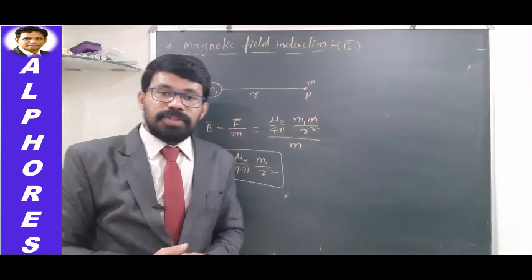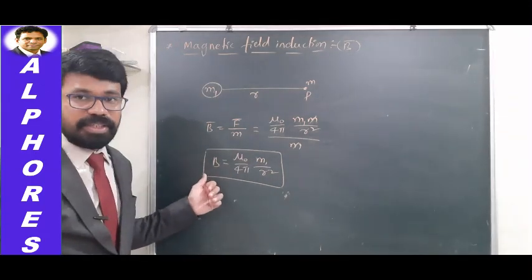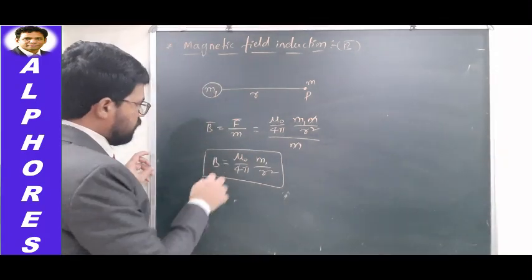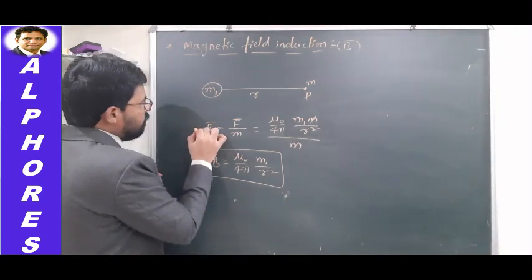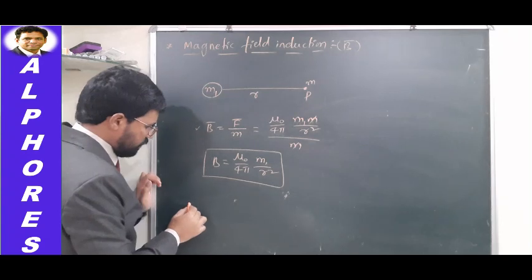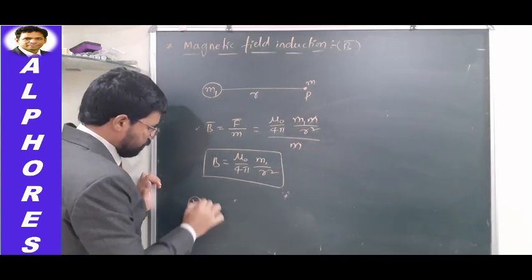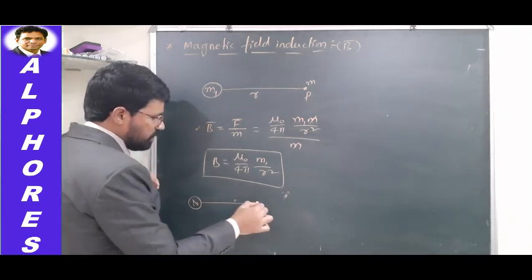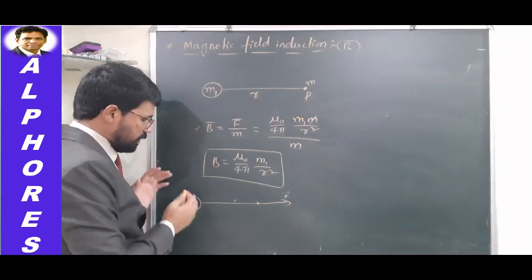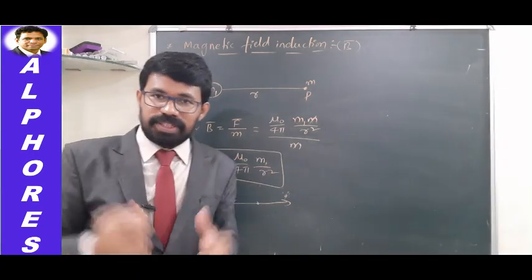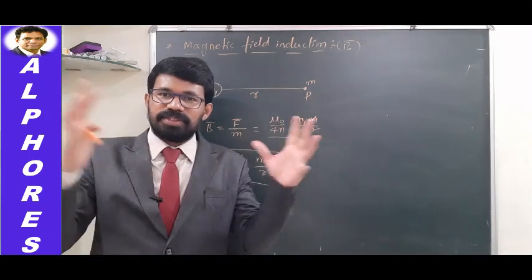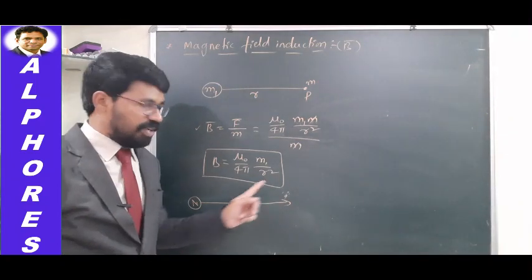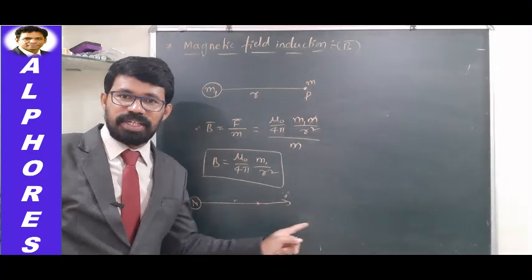In electrostatics, the same equation E is expressed as 1 by 4 pi epsilon naught Q by R square. So basically magnetic field induction is a vector quantity. For example, if you consider a North Pole and want to find the direction of magnetic field induction at a point P, it will be along the direction of the field. We have already seen that field lines originate from the North Pole, like from plus Q. Similarly here, the field induction will be along the direction of the field line.